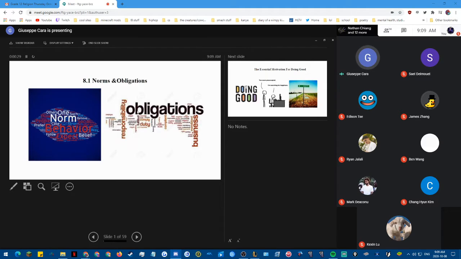Okay, norms and obligations. Just some words associated with what is a norm and what's an obligation. So you can look at those terms and try to get an understanding of what, initially at least in English, those two terms mean. The word associated with norm is a belief, a value. And an obligation is a duty, something telling you that you have to do this, or you have to follow this rule.